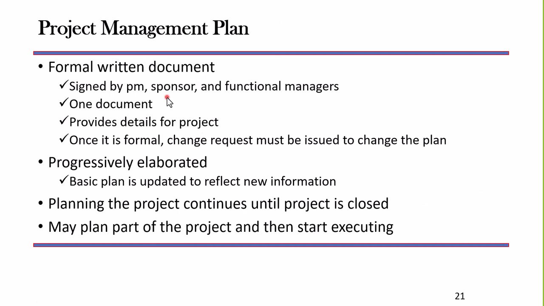It's formal, it's written, it's signed by key people that are associated with the project. It is progressively elaborated. That term, progressive elaboration. As I learn more about my project, I update the plan to reflect that information. The planning on projects, now listen to this. That next to last bullet item there is very important. We normally don't complete planning on a project until we close the project out. We're always going to be learning. We're always going to be doing progressive elaboration up until the time we close the project and we transition it to the customer.